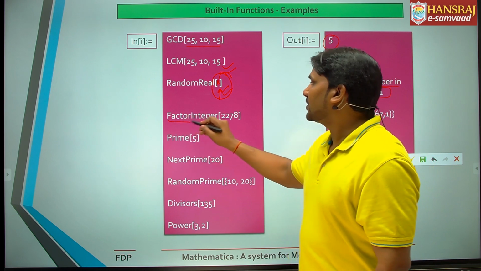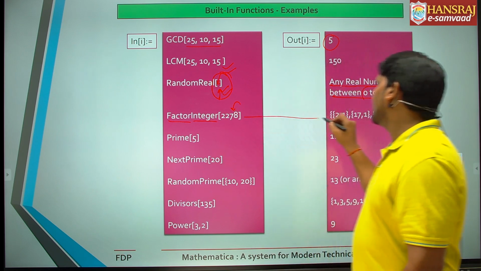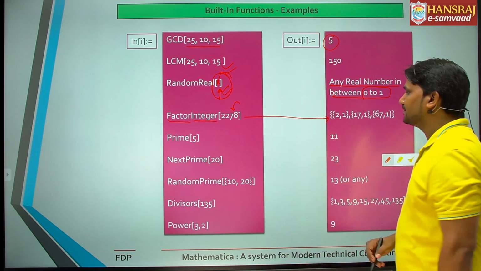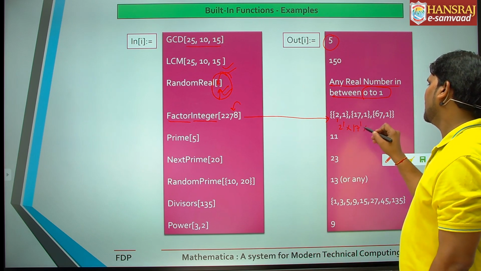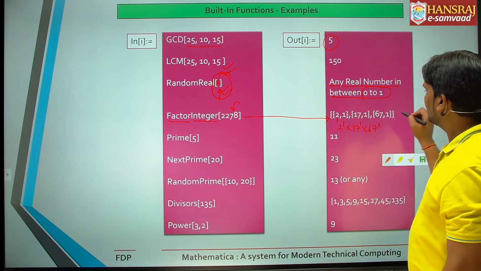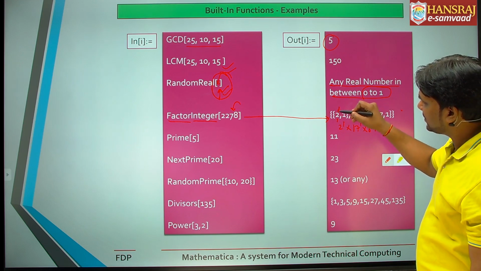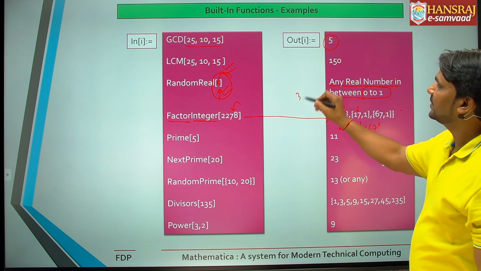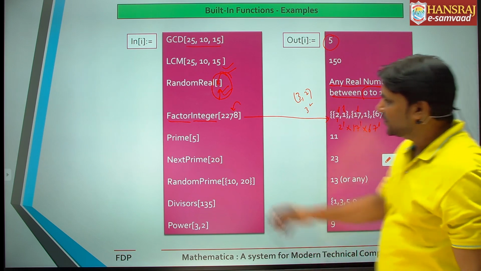You can use the function FactorInteger. So you put some integer value here, and you will get all the factors that this particular integer has. So that is 2 to the power 1, into 7 to the power 1, into 67 to the power 1. So you can understand how the output is shown to you. 2 comma 1 means 2 to the power 1. So first is the value and this is the exponent. For example, let's say 3 comma 2, that means 3 to the power 2 will be your factor.